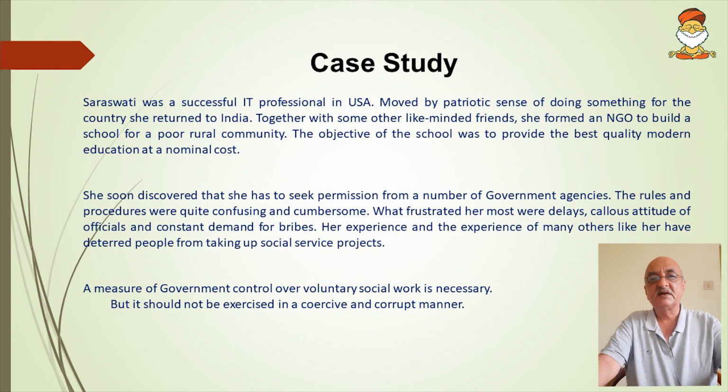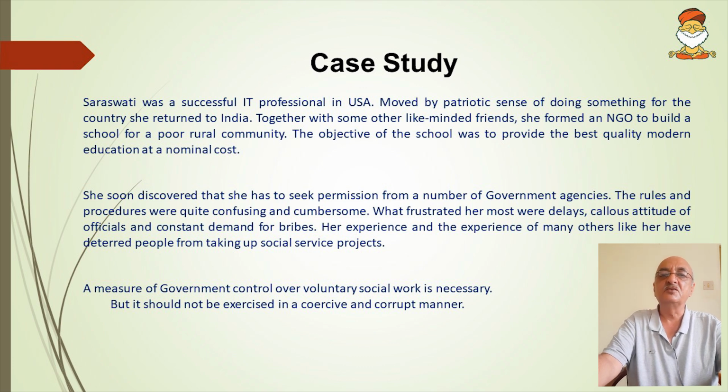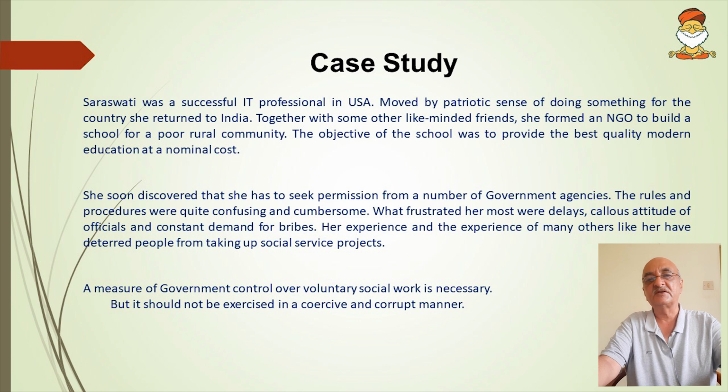But then once she tries to do all these things, she discovers that multiple government agencies are involved. She has to run from point A to point B to get permissions. The rules and procedures are not very easily understandable. There are multiple delays. The government officials hardly show any interest. There are demands for bribes. And she and many others, because of all these, are often not very keen to do something in this country, even if it is for the welfare of the poor.